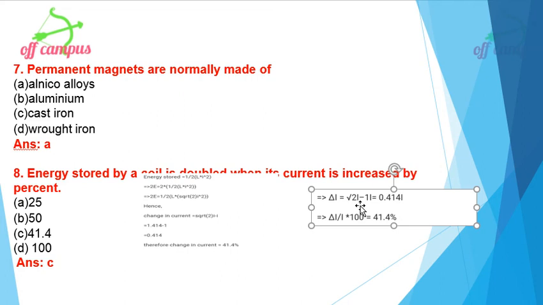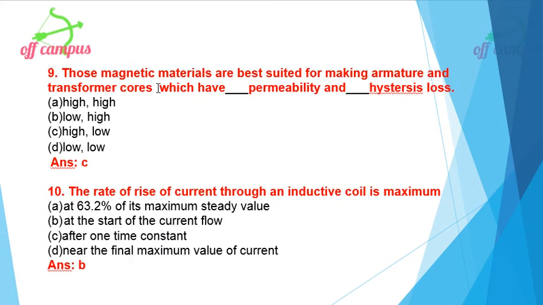Del I into 100 is 41.4 percent, the right option, option C. So, whenever the energy stored by the coil is doubled, its current is increased by 41.4 percent, option C. 9. Those magnetic materials best suited for making armature and transformer cores have dash permeability and dash hysteresis loss.